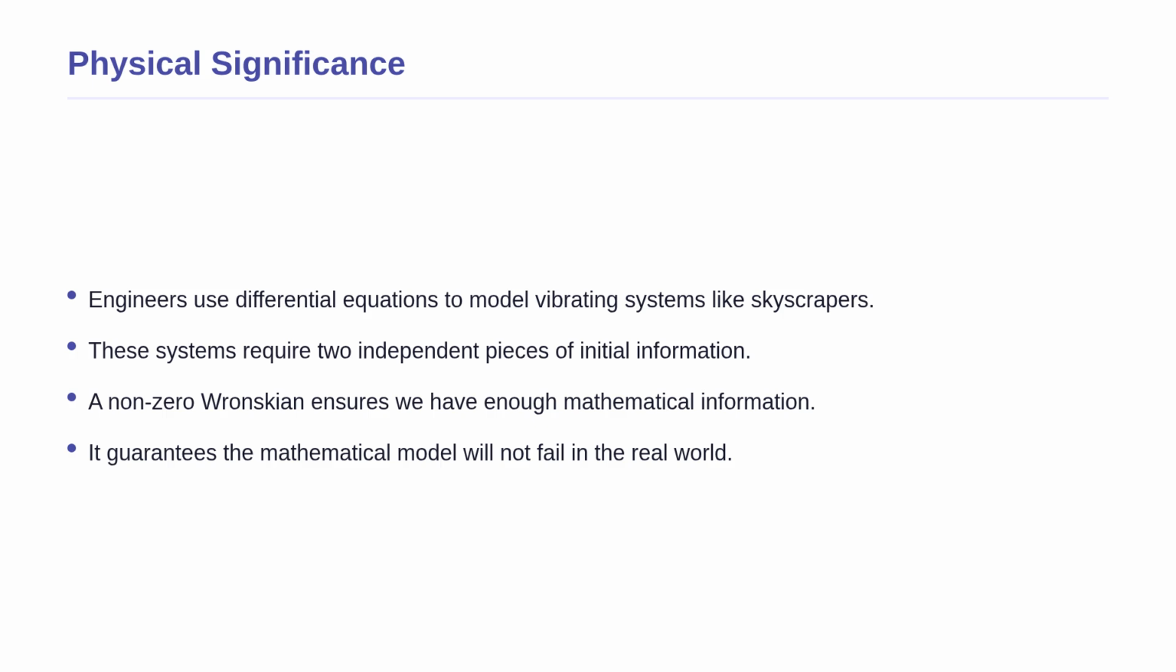These physical systems always require 2 independent pieces of initial information to predict their future behavior, such as starting position and velocity. The Wronskian guarantees that we have captured the full, complete behavior of the physical system, ensuring our model will not fail when we actually build the real bridge or circuit.